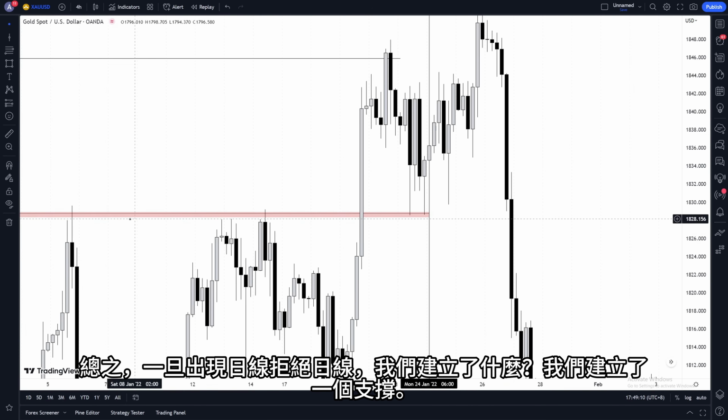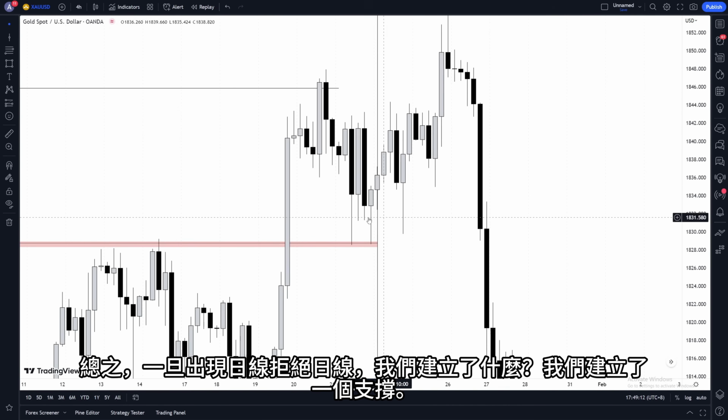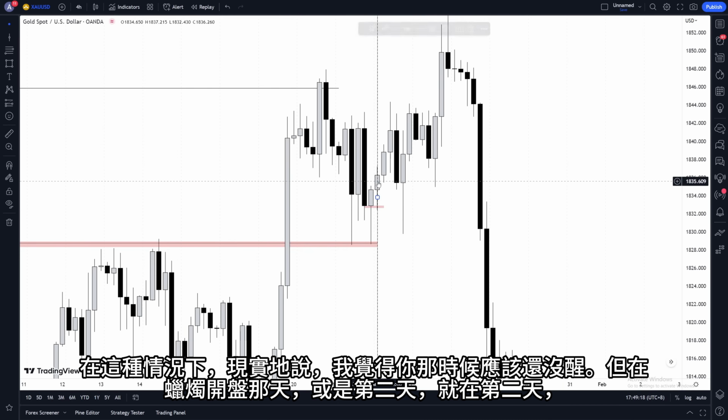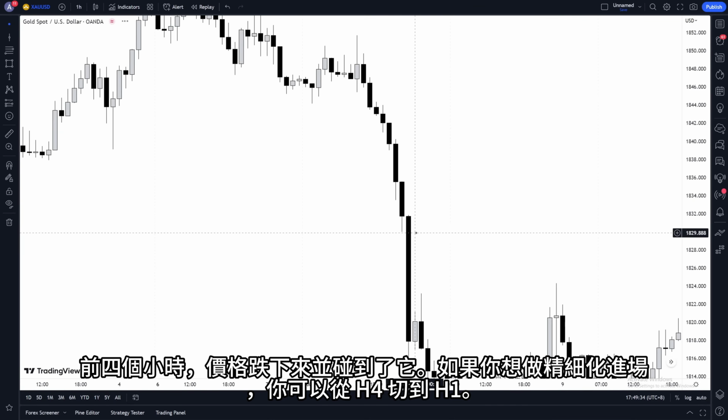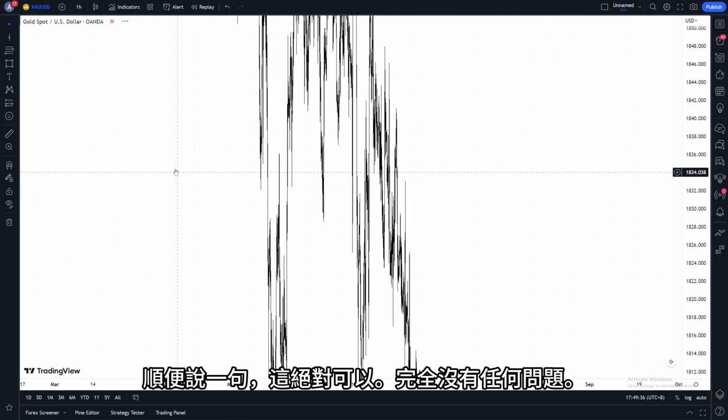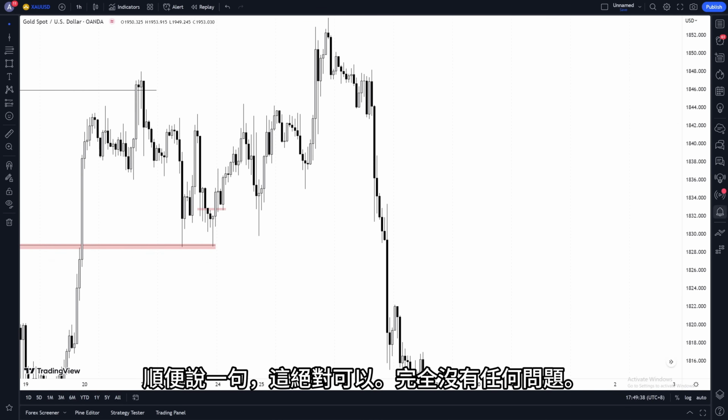So anyway, once we had the daily reject daily, right? What did we create? We created a support. And in this case, realistically, I don't think you would have been awake for this. But on the day that the candle opened, or on the very next day, the first 4 hours, price just came down and tapped into it, right? If you wanted to take a refined entry, you could go from H4 to H1. Absolutely can do this, by the way. Nothing wrong with this whatsoever.